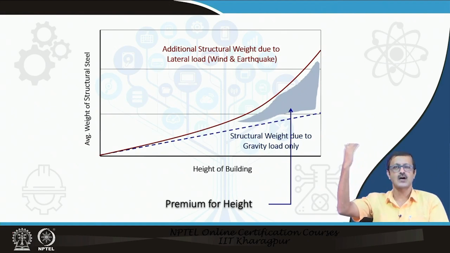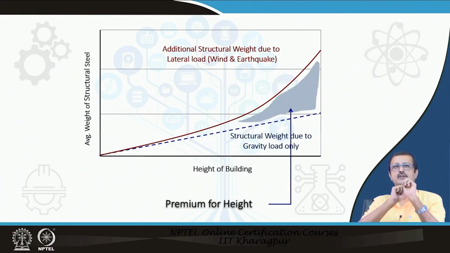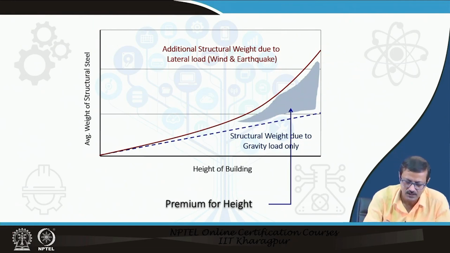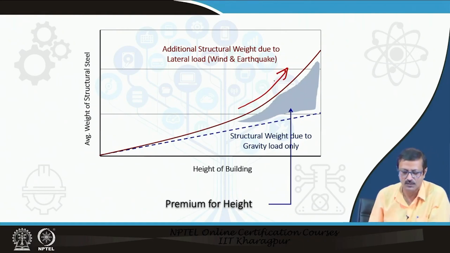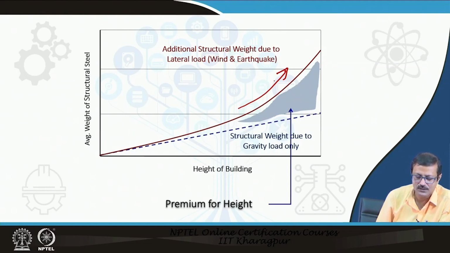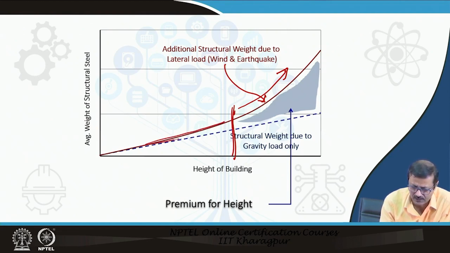And as it goes high because of the wind, the amount of structural steel consumption to take care of that wind is also going to be high. So, that line is non-linear, a kind of parabolic line. This firm line is your additional structural requirement for the lateral load. From this point on, they are going almost parallel.